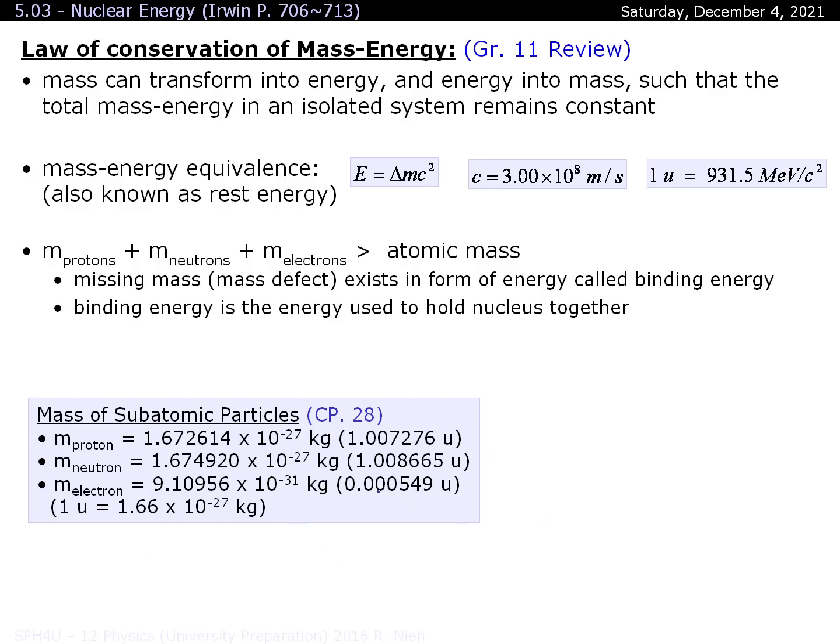Another interesting thing to note is that when you take a look at the mass of a neutron, it's not exactly the same as a proton. It actually has a greater mass, just by a smidge.